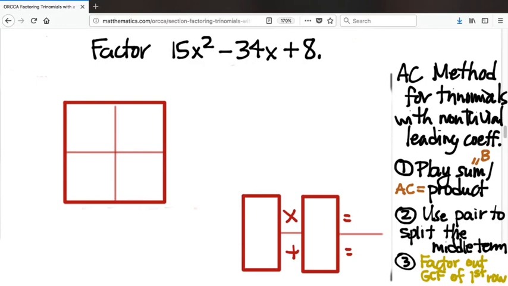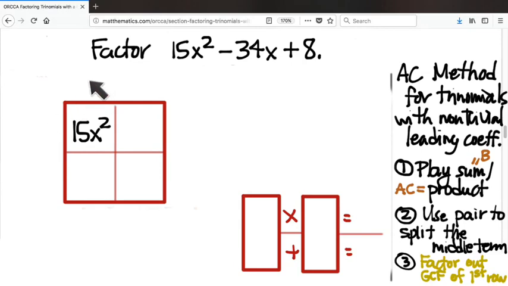Why I like this example better than the first example that we looked at is that if we were just guessing and checking, we would have a lot of guessing and checking to do. Because first of all, this 15, if we were to put this 15x squared into the upper left-hand corner of my cell, I could split that 15 apart really in 4 different ways.